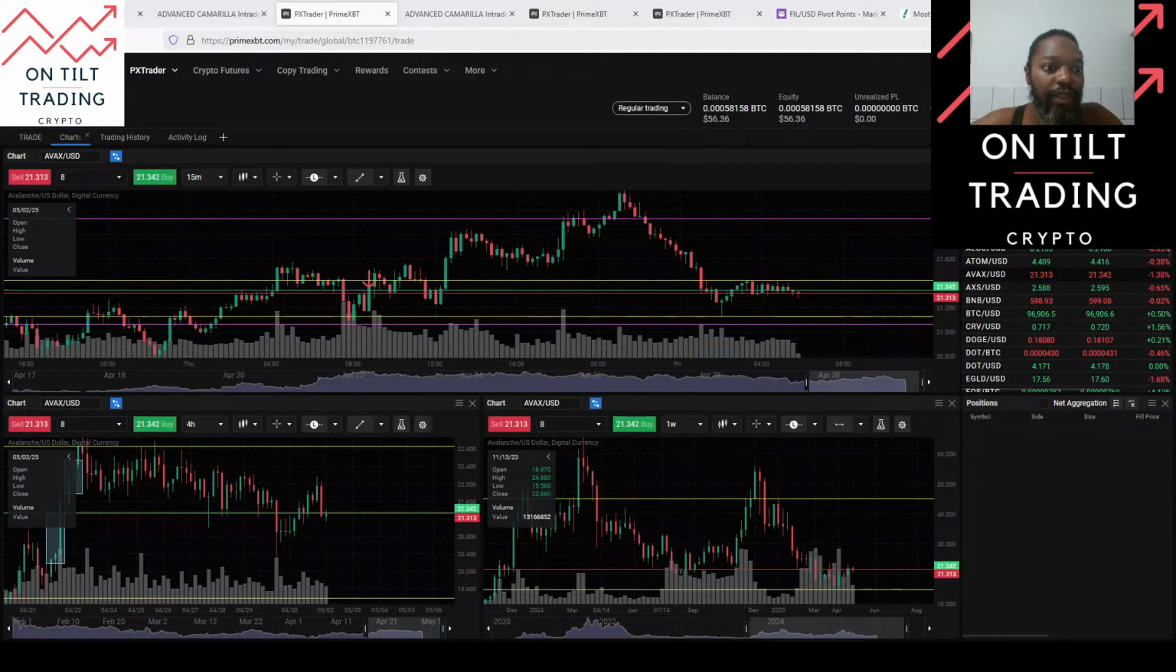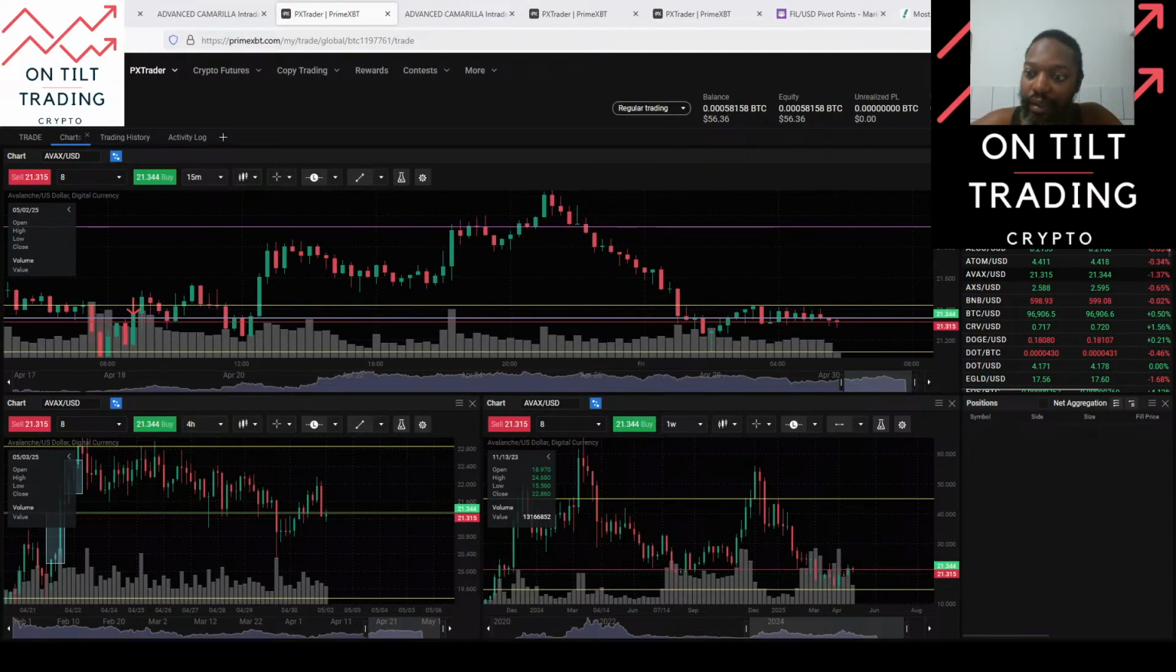Ideally, up here on the 15-minute, what I would like to see for an entry is a test of this order block right here, which currently we're within range of, within about 50% of this order block. So right now we're in range of where we would want to be, with the stop below here.